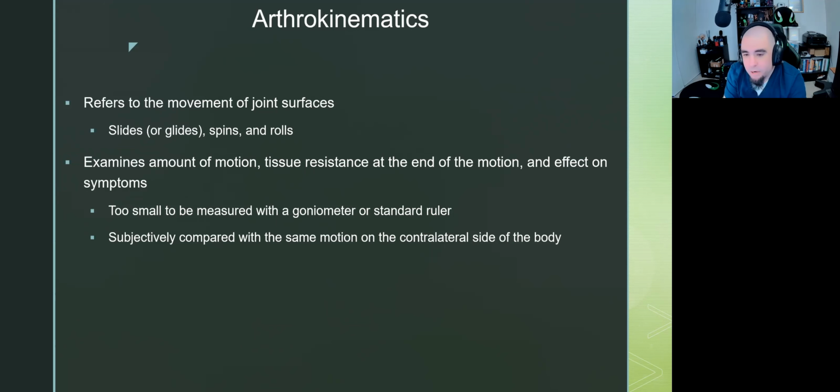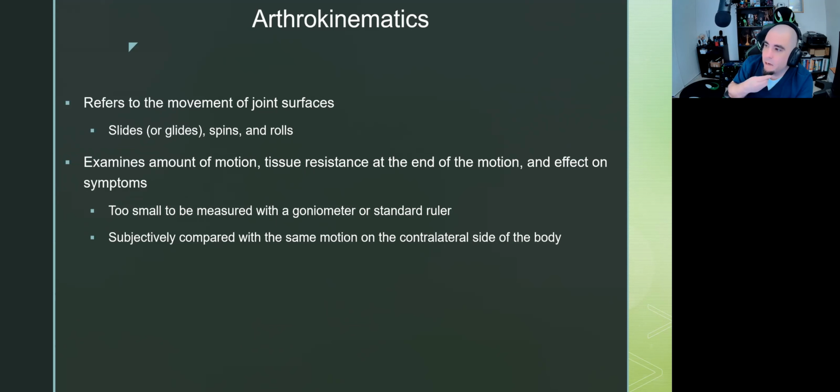When we're talking about those arthrokinematics, a lot of times it's really hard to measure the specific joint-on-joint motion with a goniometer or standard ruler, but it's subjectively compared to the other side. So if we're feeling the actual movement of the humerus in the humeral socket, it's not as easy because we don't have an x-ray to look at how it's moving smoothly within that socket. But we can feel it, right? We can feel what it feels like to move through that range of motion and compare that feel to the other side.